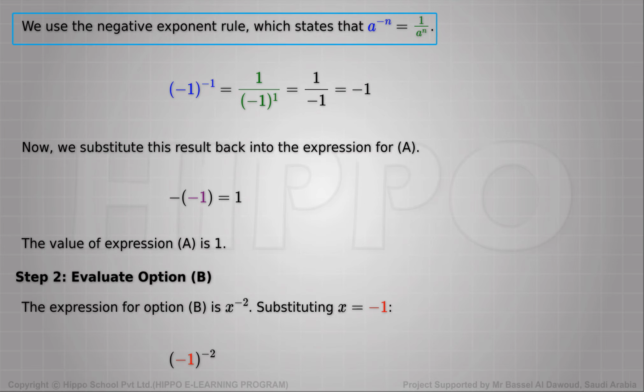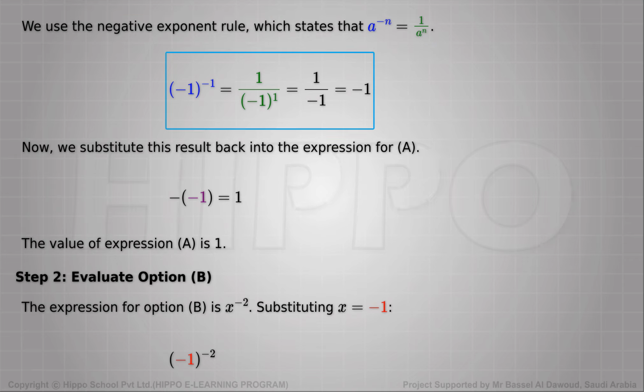First, let's focus on the part inside the parenthesis. -1 to the power of -1. We need to remember the negative exponent rule, which says a to the power of -n is equal to 1 over a to the power of n. So -1 to the power of -1 becomes 1 over -1, which is simply -1.